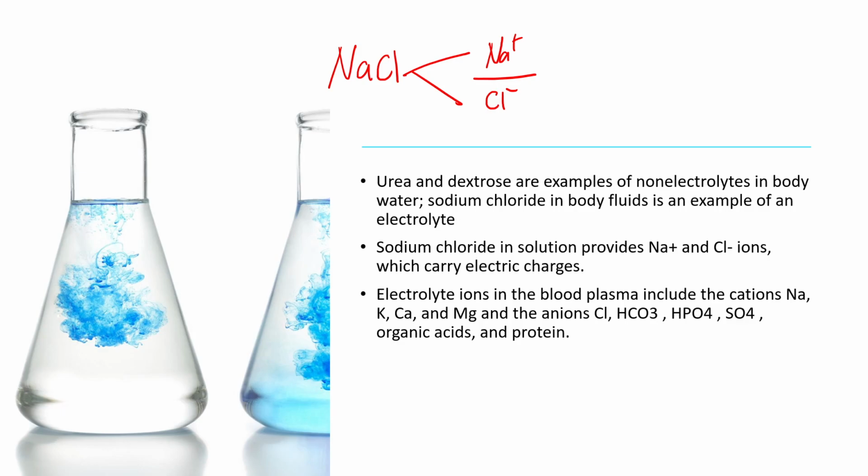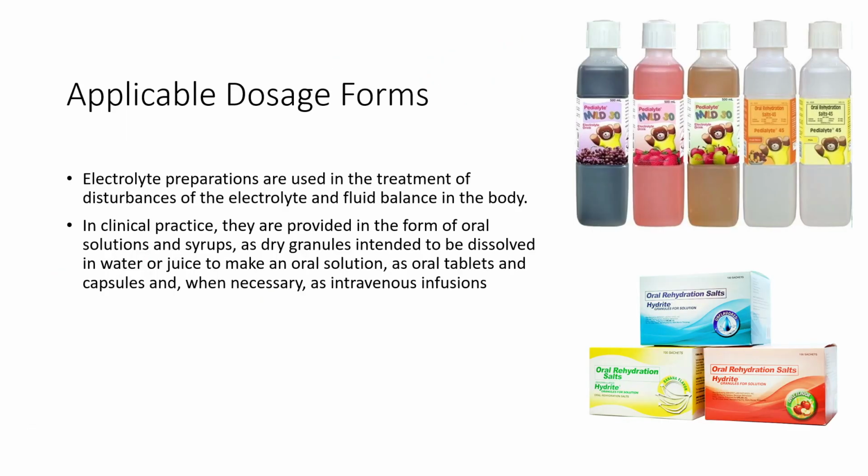Electrolyte ions in the blood plasma include sodium, potassium, calcium, magnesium, and the anions chloride, bicarbonate, phosphate, sulfate, organic acids, and protein. So why do we need to learn about our electrolytes? It's because some of our dosage forms are not expressed in milligrams or grams or in percent. They are expressed differently, like in milliequivalents or milliosmoles.